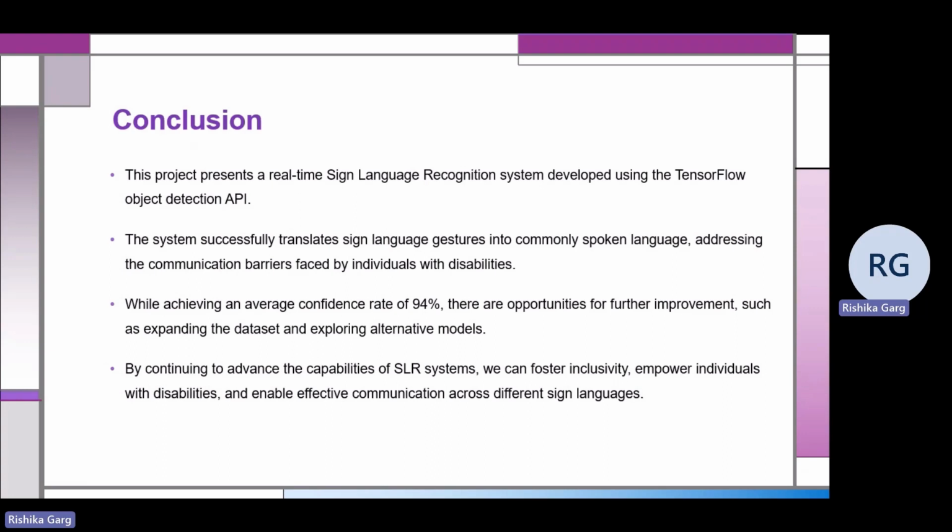There are opportunities for future improvements, such as expanding the dataset and exploring alternative models. By advancing the capabilities of an SLR system, we can foster inclusivity, empower individuals with disabilities, and enable effective communication across different sign languages.